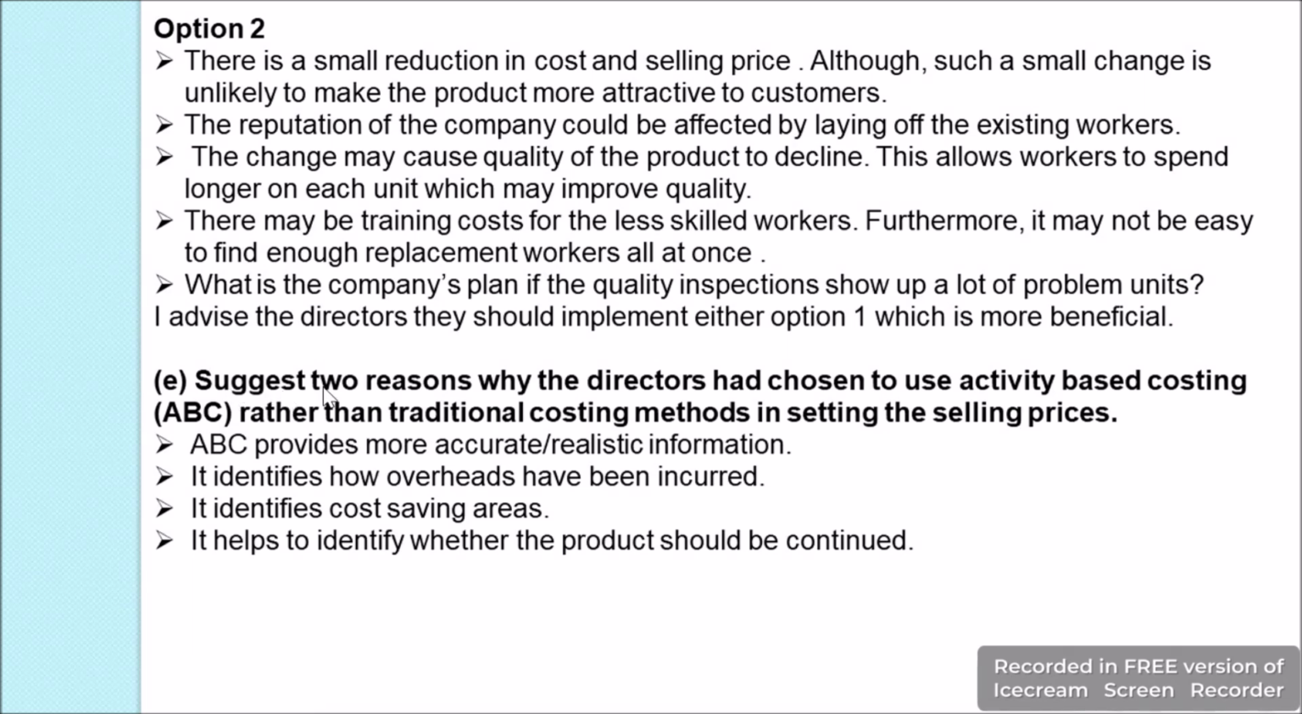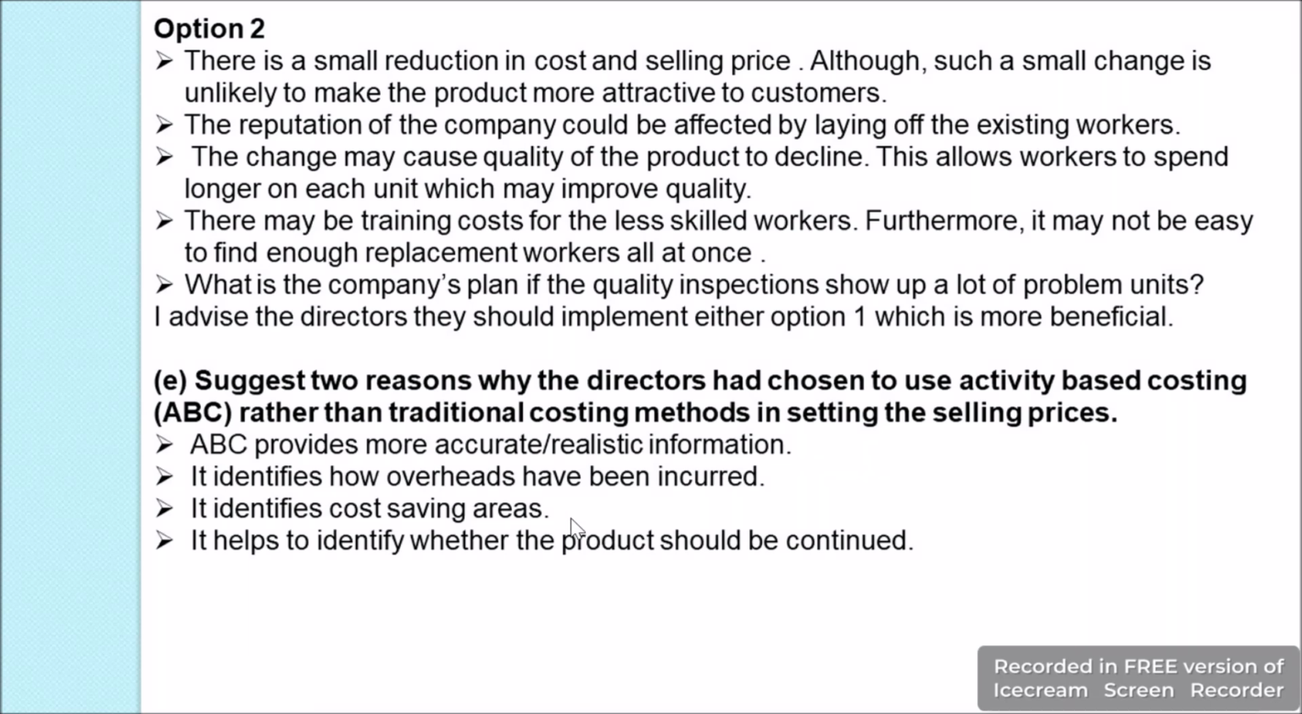In the last part of the question, we are asked to suggest 2 reasons why the directors had chosen to use activity-based costing ABC rather than the traditional costing method in setting the selling price. You see, ABC costing have various advantages when compared to the traditional costing method. Like in ABC costing, we use the cost drivers, and these cost drivers give us more accurate or realistic information. This helps us to understand how the overheads have been apportioned and how they have been incurred.